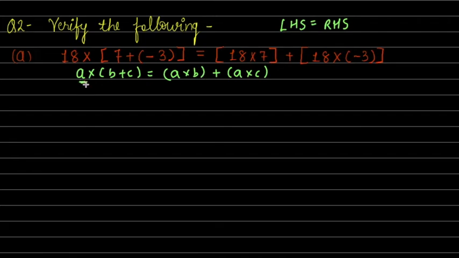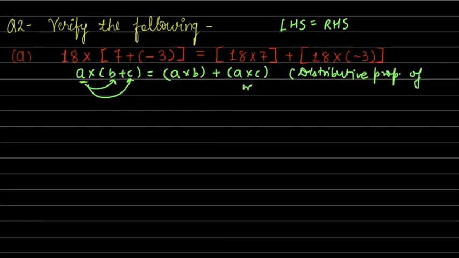It means this term we multiply with both the terms inside the bracket. So you have expanded the bracket. This is the distributive property of multiplication over addition, because we have taken the operation as plus here. If it is minus, then this becomes the distributive property of multiplication over subtraction.